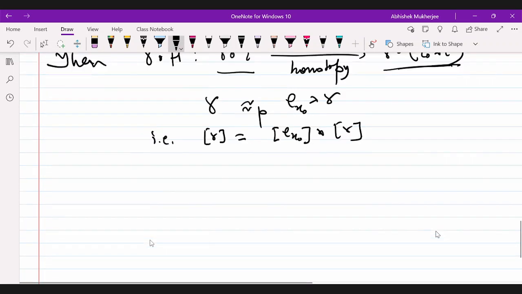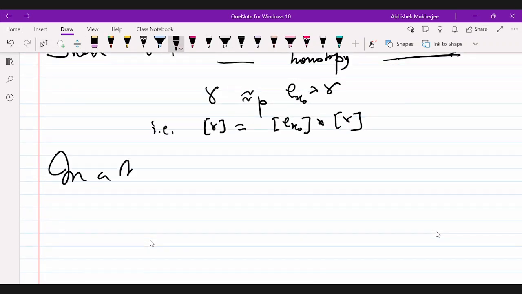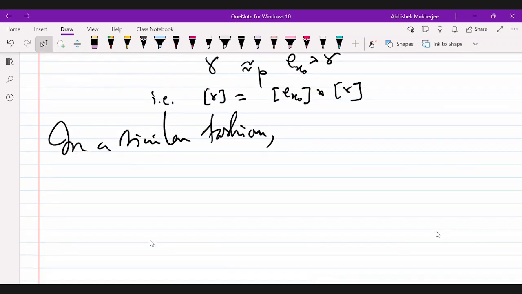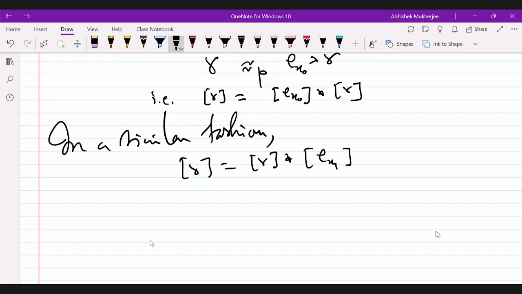In a similar fashion, you can check that this will be the right identity, that is corresponding to the constant path Ex1. This can be done in a similar manner as above.